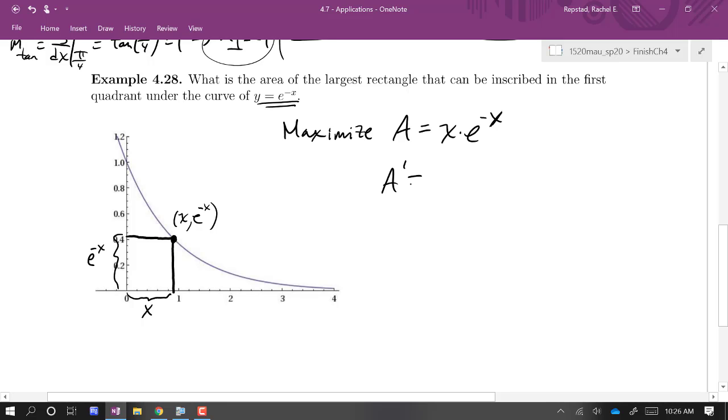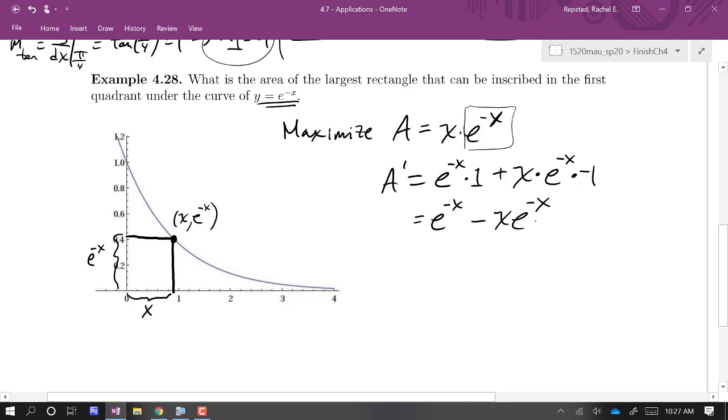So A prime equals, using the product rule, e to the negative x times f prime, the derivative of x, which is 1, plus f, which is x, times the derivative of the second function, which is e to the negative x times a negative 1. There's the chain rule. I'm going to simplify this a bit: e to the negative x minus x times e to the negative x. There's A prime. Now if I want to find critical values, if I want to know where this is equal to 0, I'm going to simplify and factor out the e to the negative x.